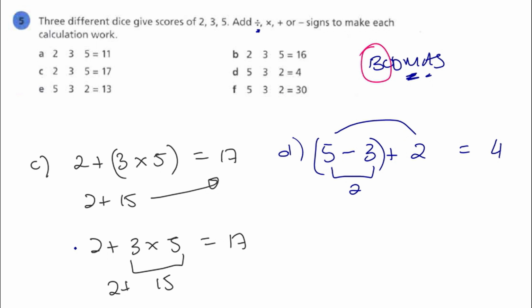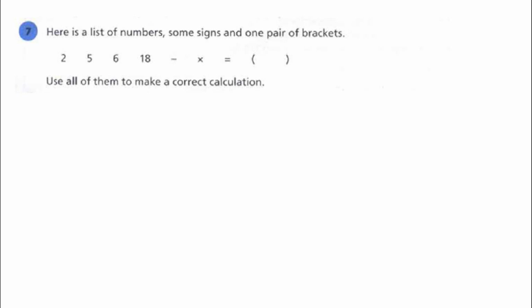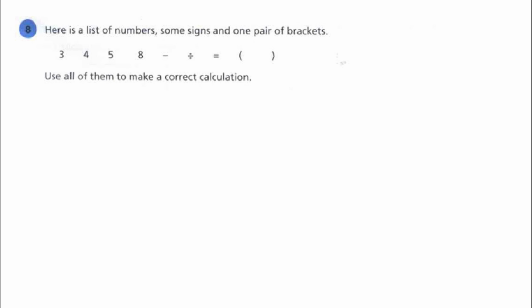I'm going to leave E and F for you all to do. I want you to also do 6 on your own. And I want you to try number 7 on your own as well, and number 8.